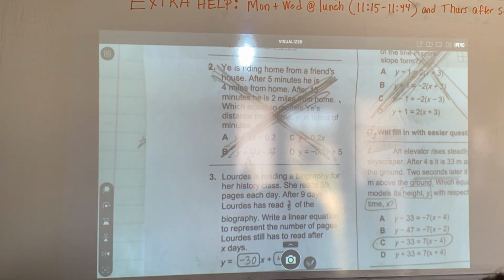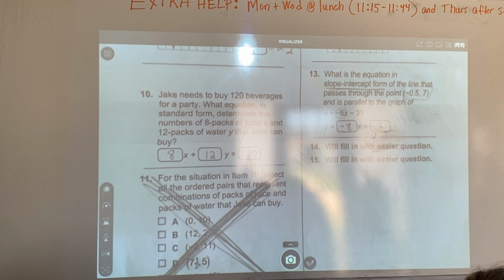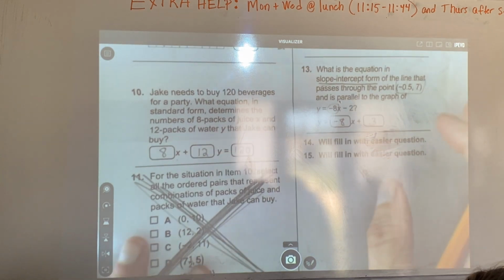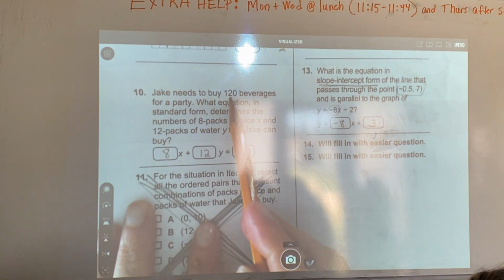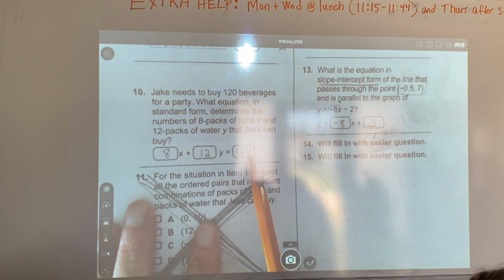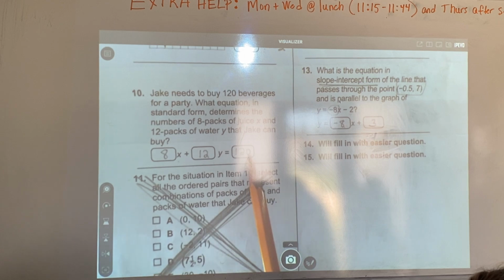Yes, Bella? For 10, how do you get 120? So 120 is the constraint. That's what they need to buy. 120 is just the total. Would you multiply it? So the great news about this question is all you're doing is taking the information and placing it where it belongs. You don't have to solve it.